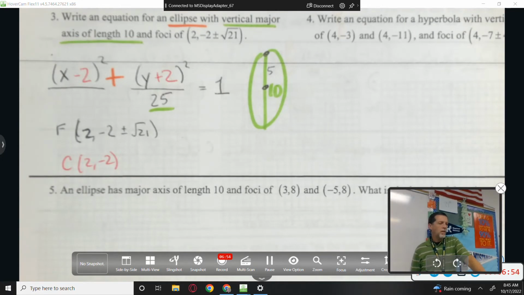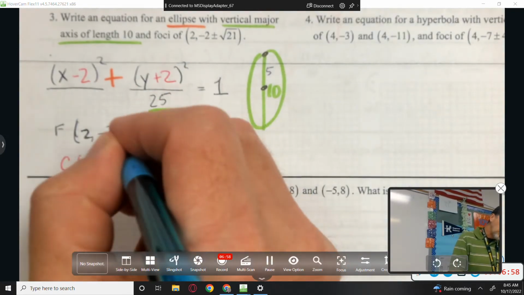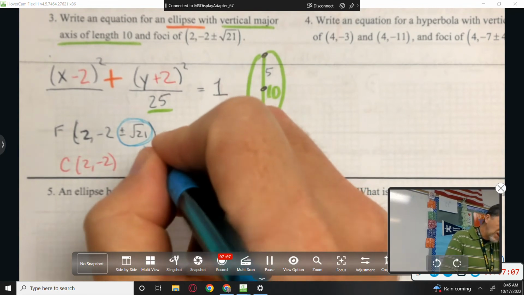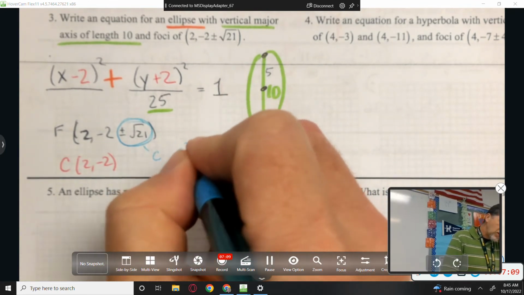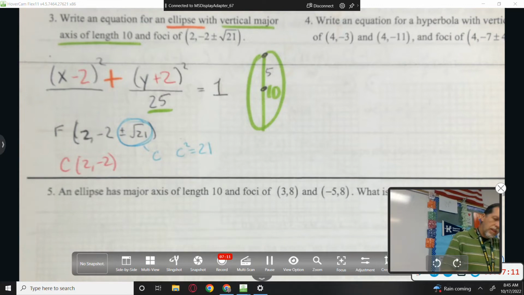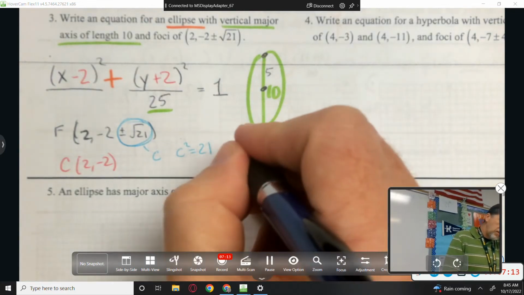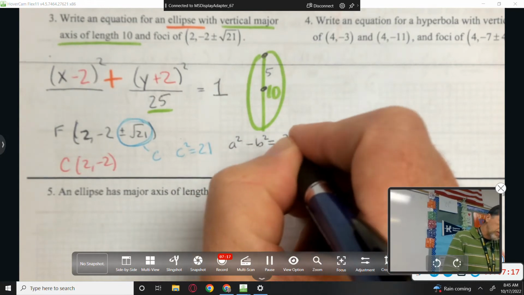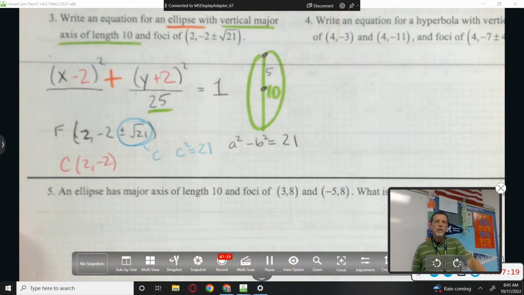Okay, piece by piece here. What about that plus or minus square root of 21? What's that? Yeah, I have both things. That's c. So c squared is 21. And then we know that a squared minus b squared equals c squared.